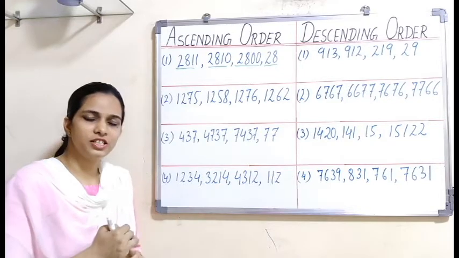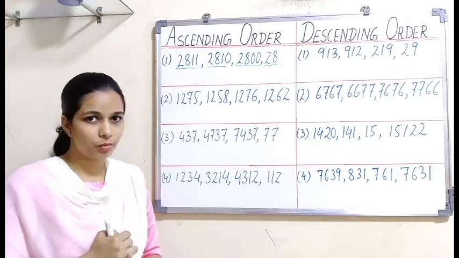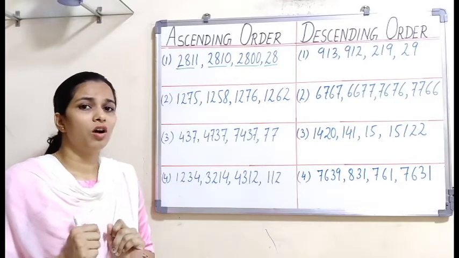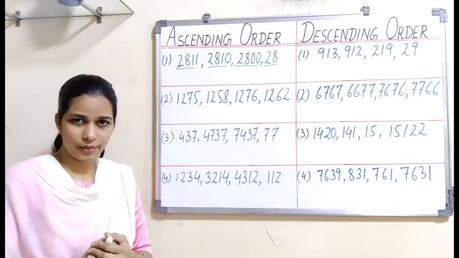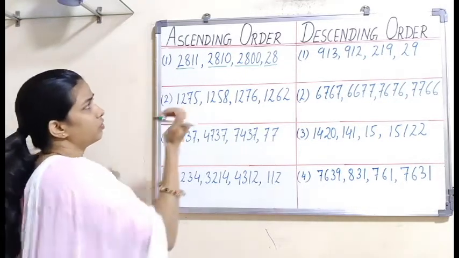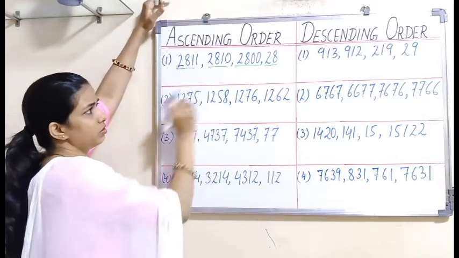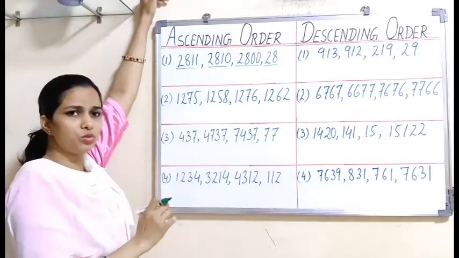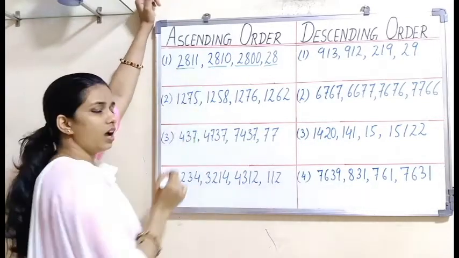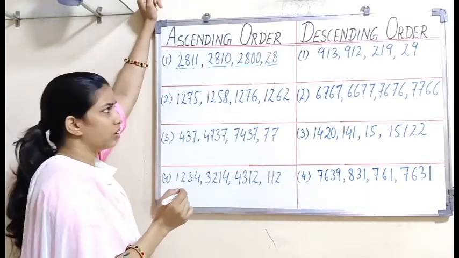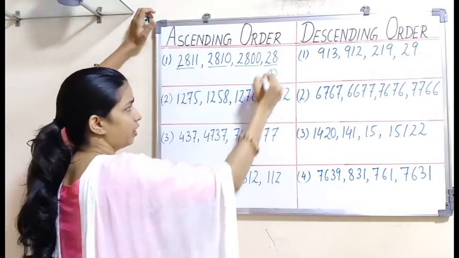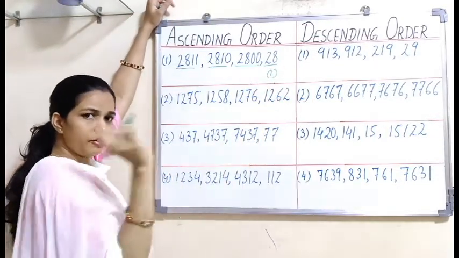The easiest way is to first find out whether the numbers are single digit, 2 digit, 3 digit or 4 digit and so on. Now when we look at these numbers, we find that the last one, which is 28, is a 2 digit number. The rest 3 are 4 digit numbers. So we can say that 28 will be arranged first.